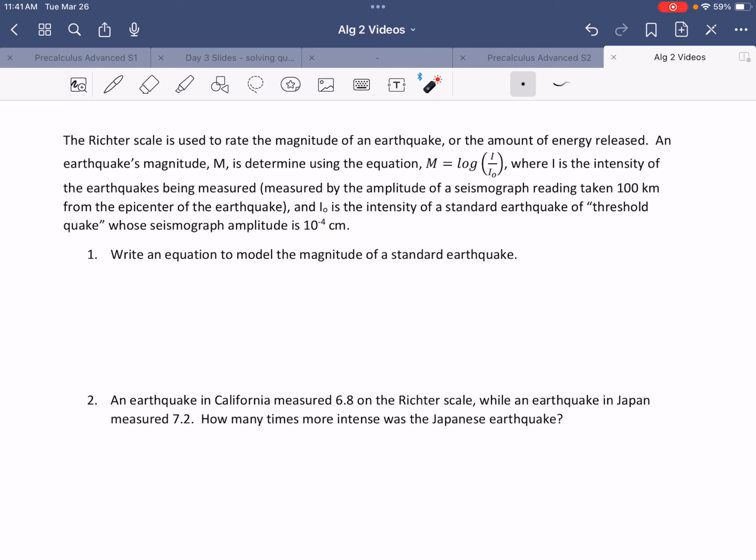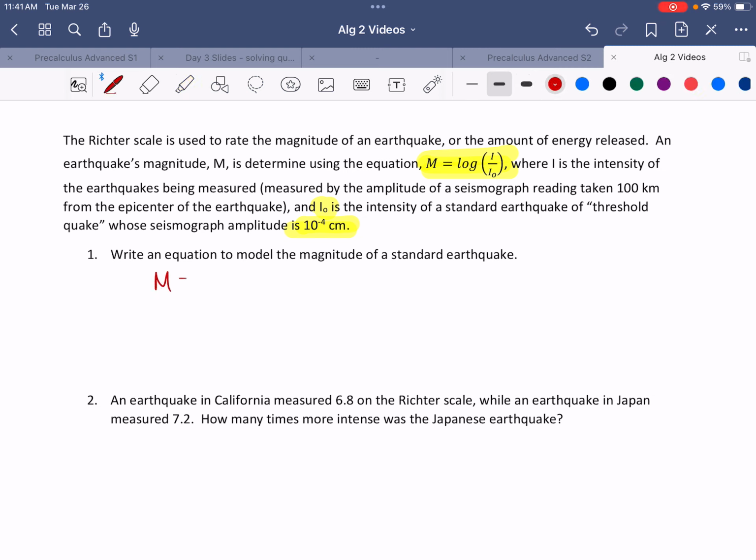Okay, so this is a lot of information. Let's decide what's actually important here. Obviously, we have an important equation, and then it does tell us this I naught is the intensity of a threshold quake, almost like an initial amount, and it provides it for us. So the intensity is 10 to the negative 4th. So it wants us to write an equation to model the magnitude. So let's make sense of this.